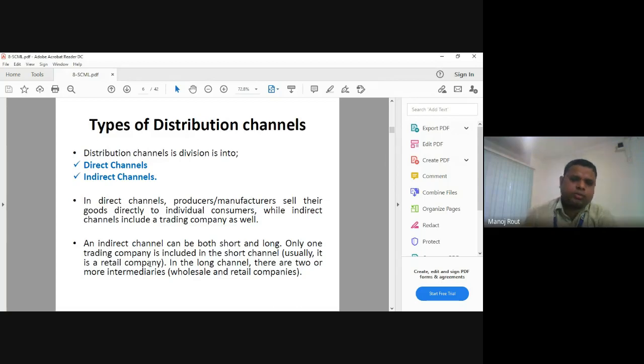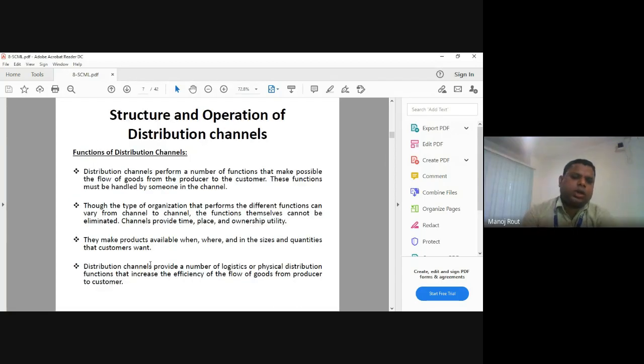Moving to the next one. The next important part is the structure and operation of distribution channels. If you go to the different structures and operations of distribution channels, first you have to understand the concept behind the different functions provided by the distribution channel. The first one is that the distribution channel performs a number of functions that make possible the flow of goods from producer to consumers. They directly indicate the distribution performed between manufacturer and customers.